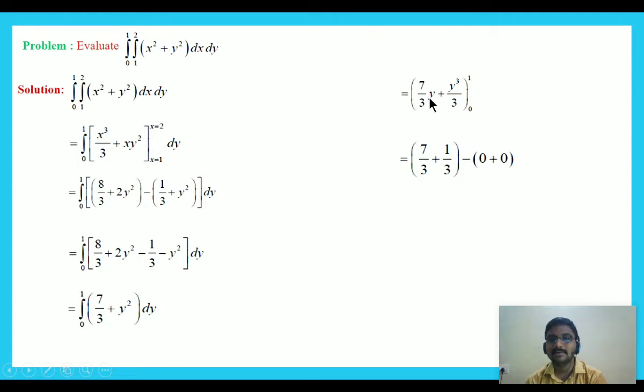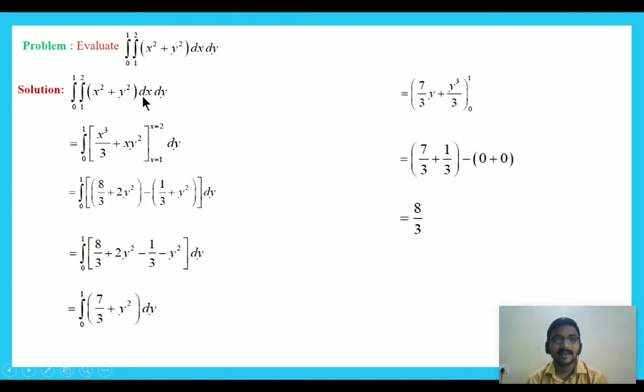Substituting lower limit 0, 7 by 3 into 0 is 0, and 0 cube by 3 is 0. That is 7 by 3 plus 1 by 3, which is 8 by 3. So it is the required result of the double integration. So easily we can obtain the result of double integration.